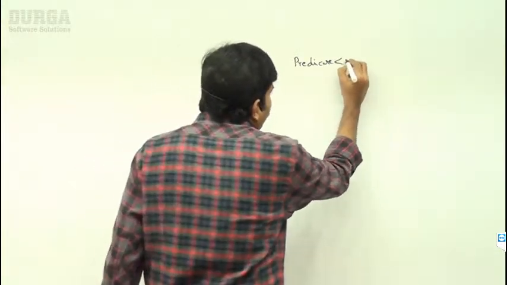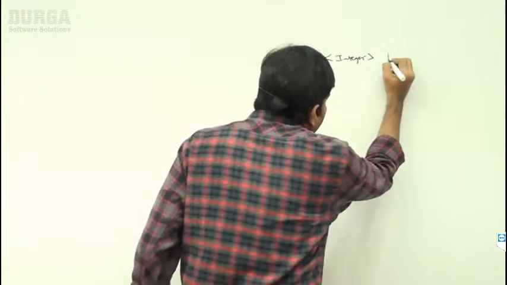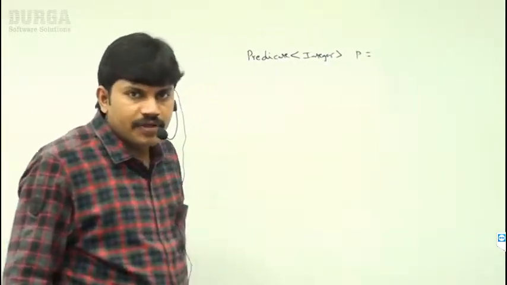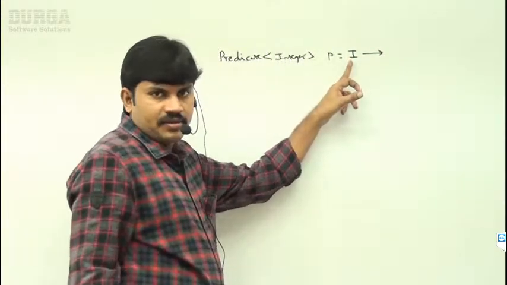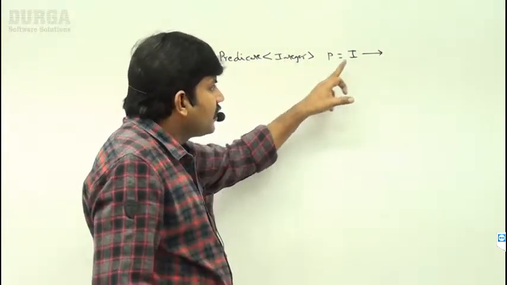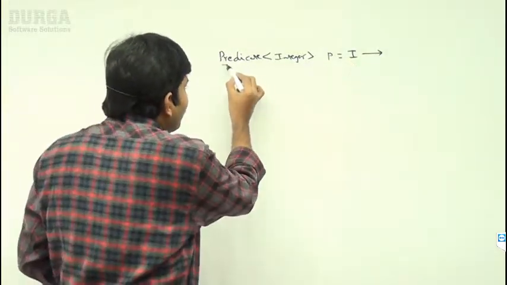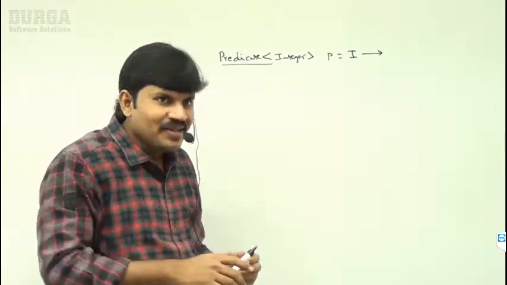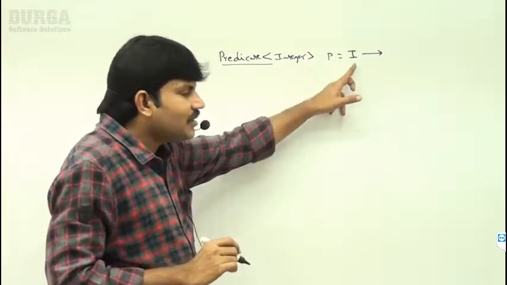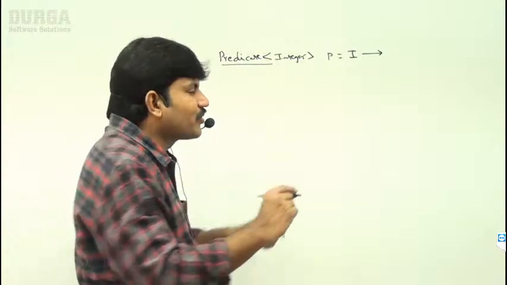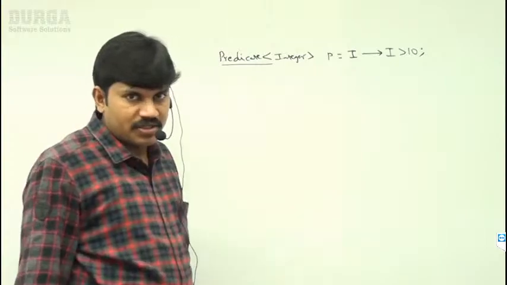Now Predicate of Integer p is equal to, sir, I want to provide my input value as i. What type is i? Integer type. Next, i is the argument to which method? Test method. Because which method does the predicate contain, sir? Test method. Now i will become the argument to the test method, and which condition is my test method going to check? i greater than 10 or not. Everyone is able to understand that, okay?